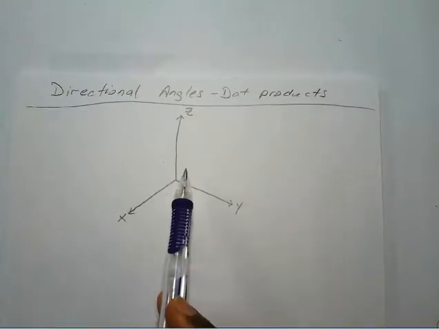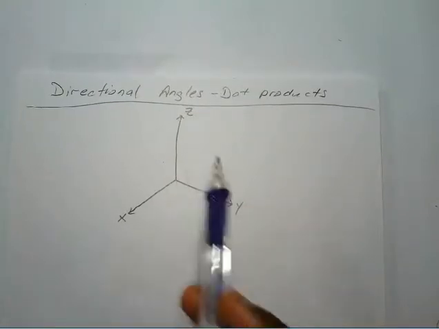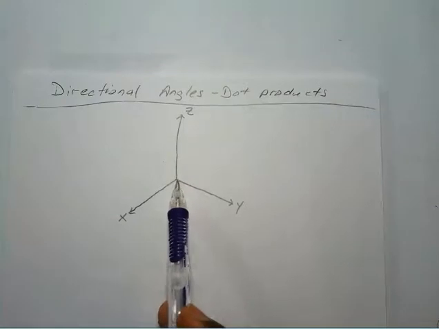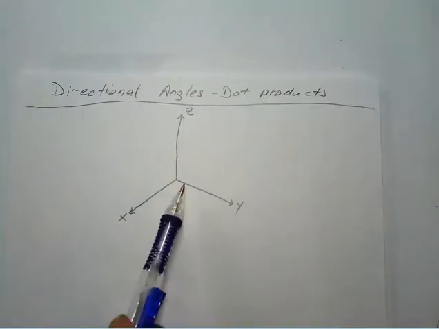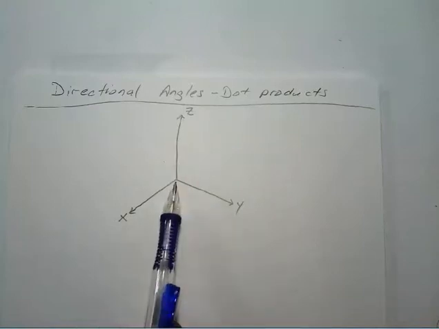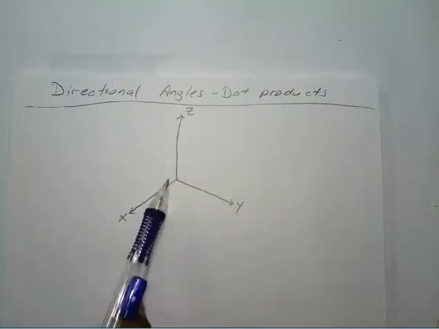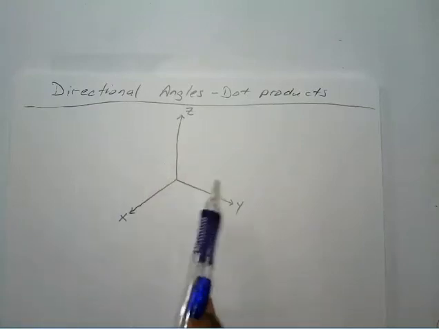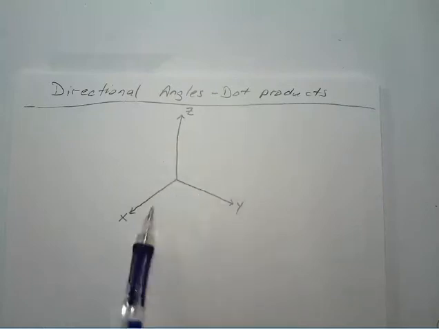Alright, so first we're going to draw our three-dimensional space. You have your Z, then your X, and your Y axis. Again, if you want to picture it in your mind, picture the corner of a room where this is the left wall, this is the right wall, and this is the floor.